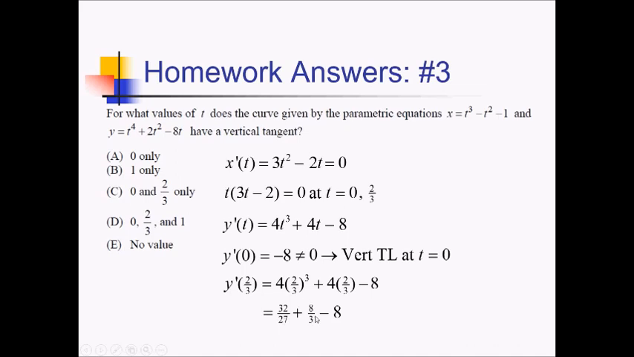8/3 is a little bit less than 3. If you add a little bit more than 1 and a little bit less than 3 together, you're not going to get anything even close to 8. So subtracting 8 from these is going to give us a negative number, certainly is not going to give us 0. So we've seen enough to conclude that we also have a vertical tangent line then at t equals 2/3, which means we can pick answer choice C.